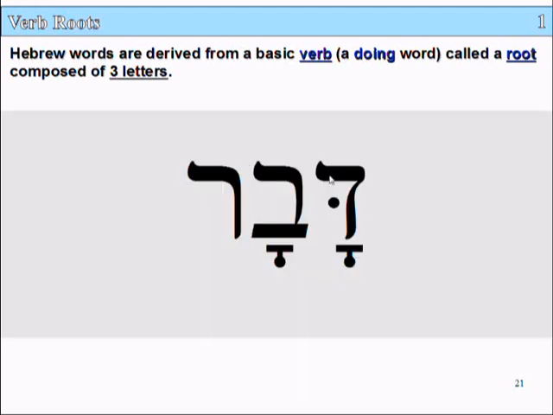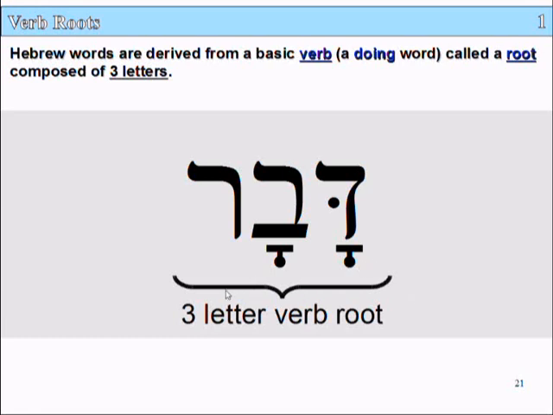Here's an example of a 3-letter root, davar: dalet, bait, resh. Or vait, could say vait, davar, because it's a v sound. It's a letter bait, but it's a soft bait, so it's vait. It's a 3-letter verb root. And davar means word, and comes from the idea of setting things in order.